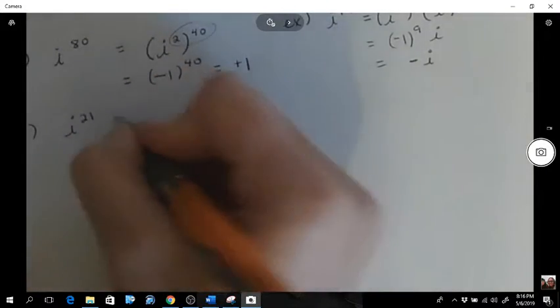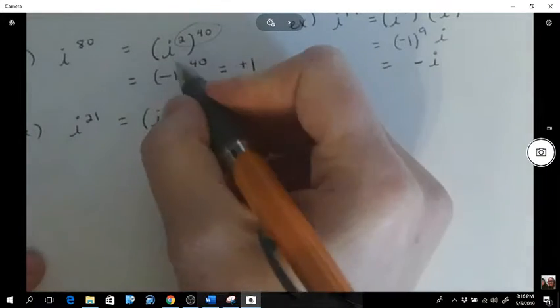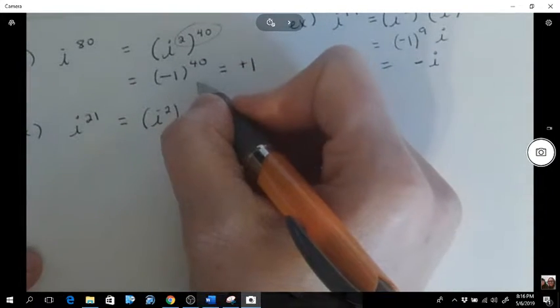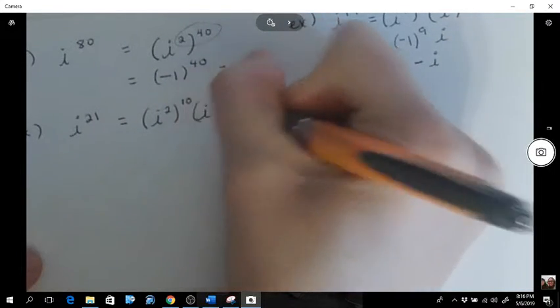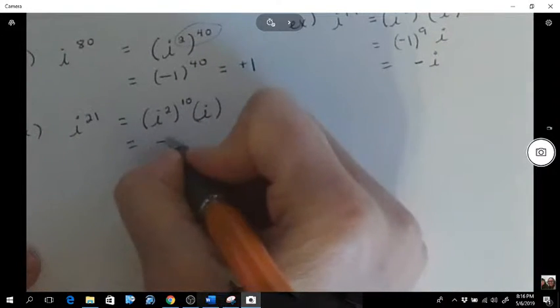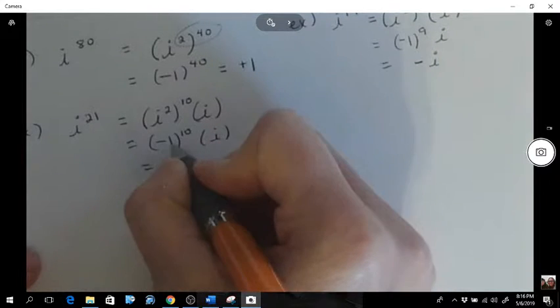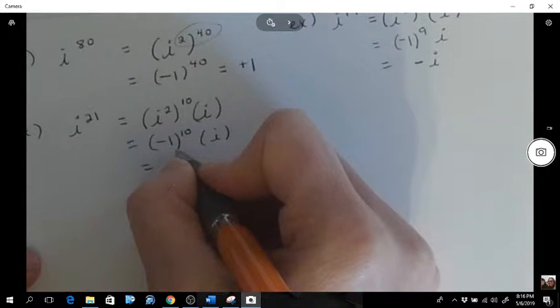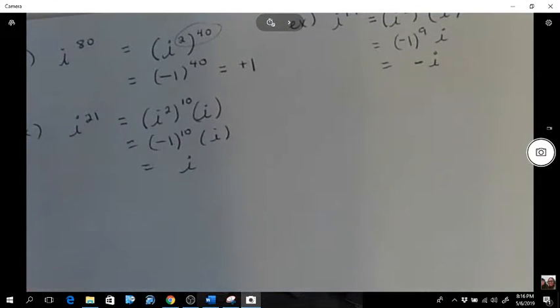i to the 21, so i squared, so the most I can get to is 20 because of the odd number, so I'm going to put a 10 there, and then another i, so there's my 21, negative 1 to the 10th times an i, so negative 1 to the 10th is positive 1, so that turns out to be i.